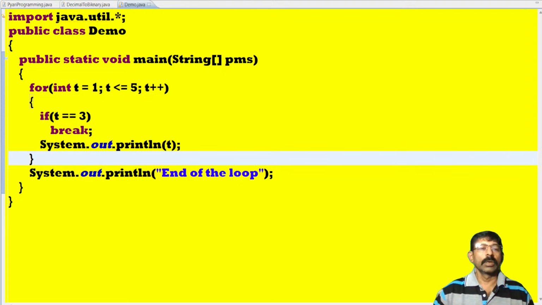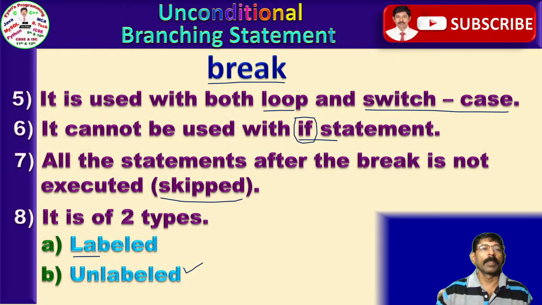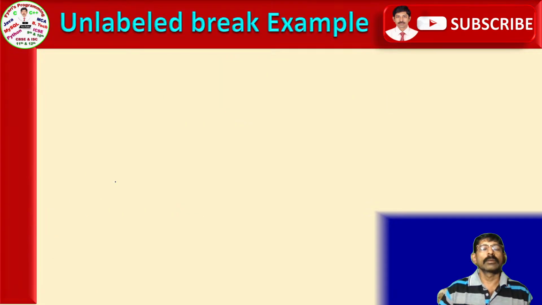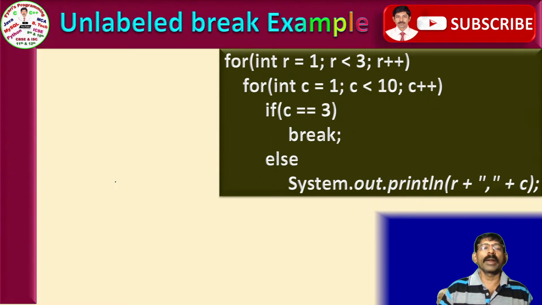Next point. It is of 2 types, that is labeled and unlabeled. Whatever we are using now is unlabeled. Whatever examples that I have shown just now are unlabeled. But what is labeled? I'm going to show you now what is labeled. Unlabeled break. Look at this. There is no label in this.